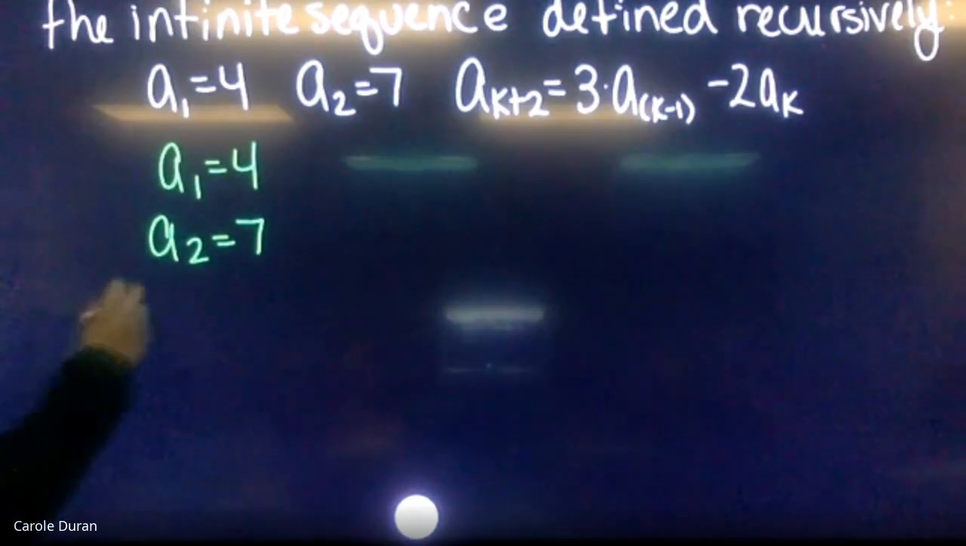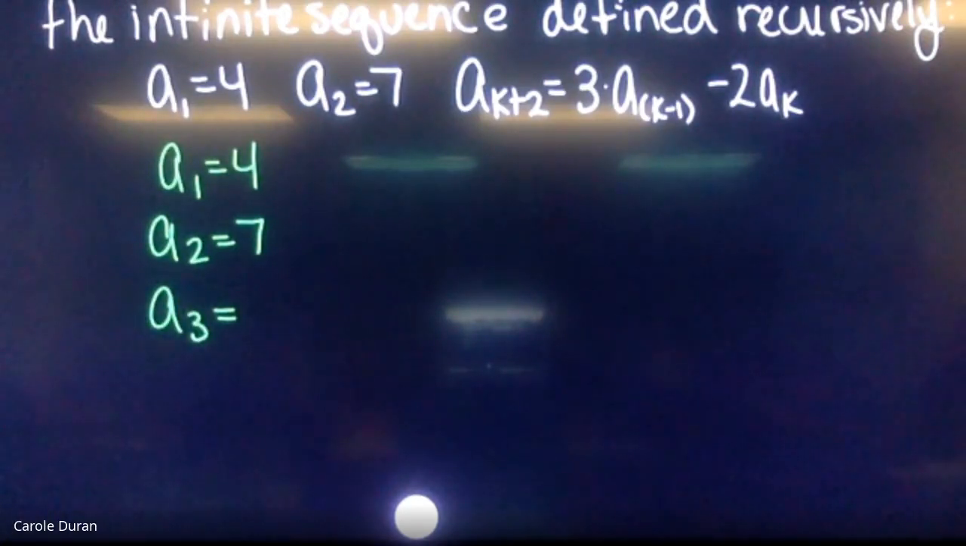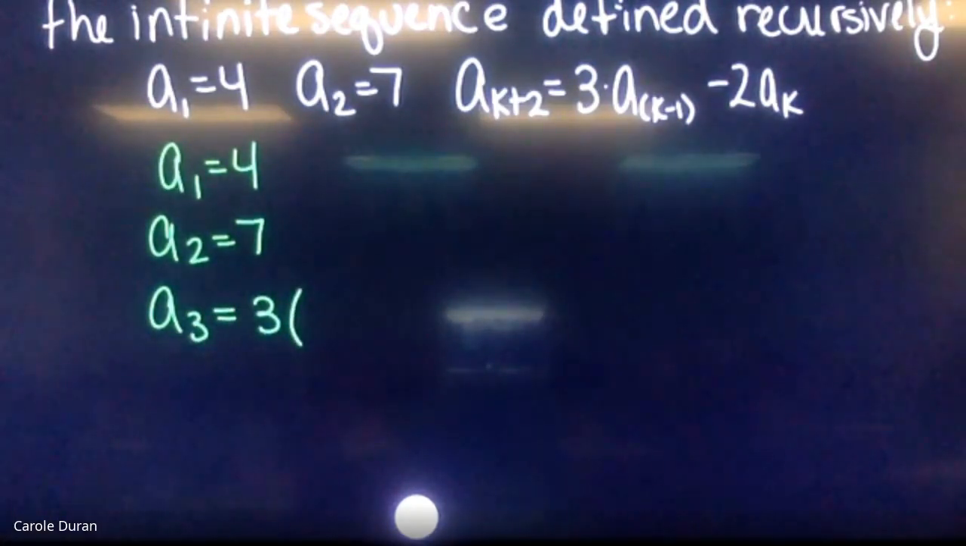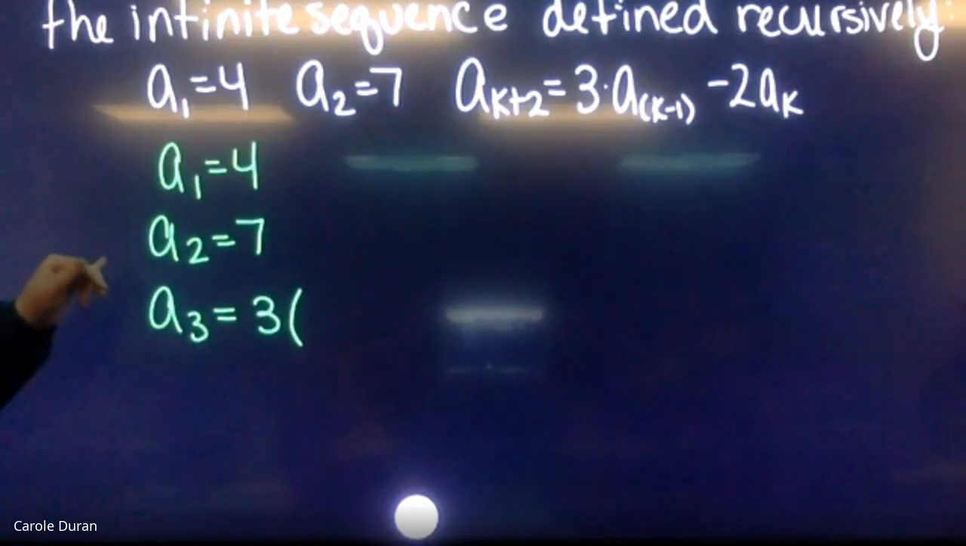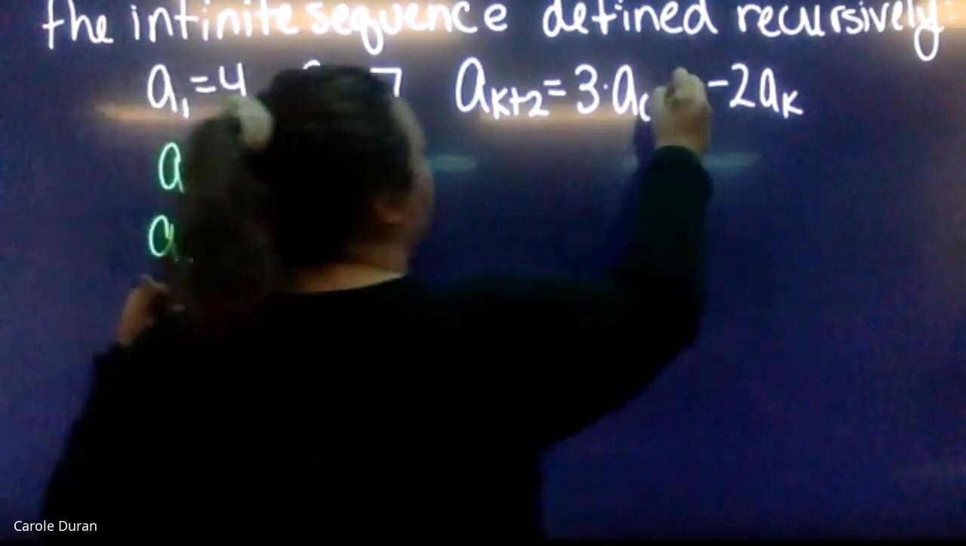So let's start with term 3 because it's the next one in sequence. This says that term 3 is equal to 3 times term k minus 1. Oh my gosh, I think I messed that up. Should I write it right? Oh, it's k plus 1. That makes so much more sense.